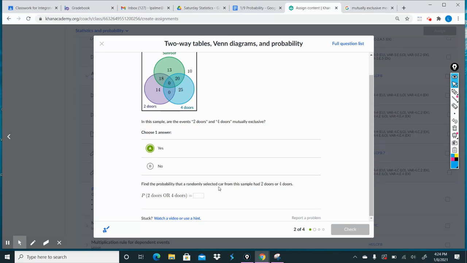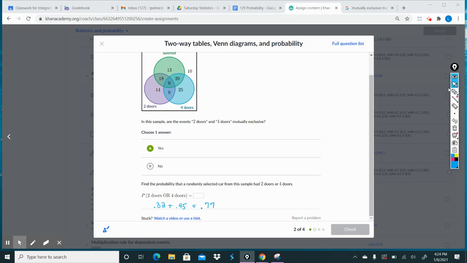So find the probability that a randomly selected car from this sample has two doors or four doors. So we have the probability of two doors. Let's see, we have 100 cars, right? So the probability of two doors would be 32 out of 100, so 0.32, plus four-door, which is 0.45, because that's out of 100. So we end up getting 0.77 as our probability of two-door or four-door.